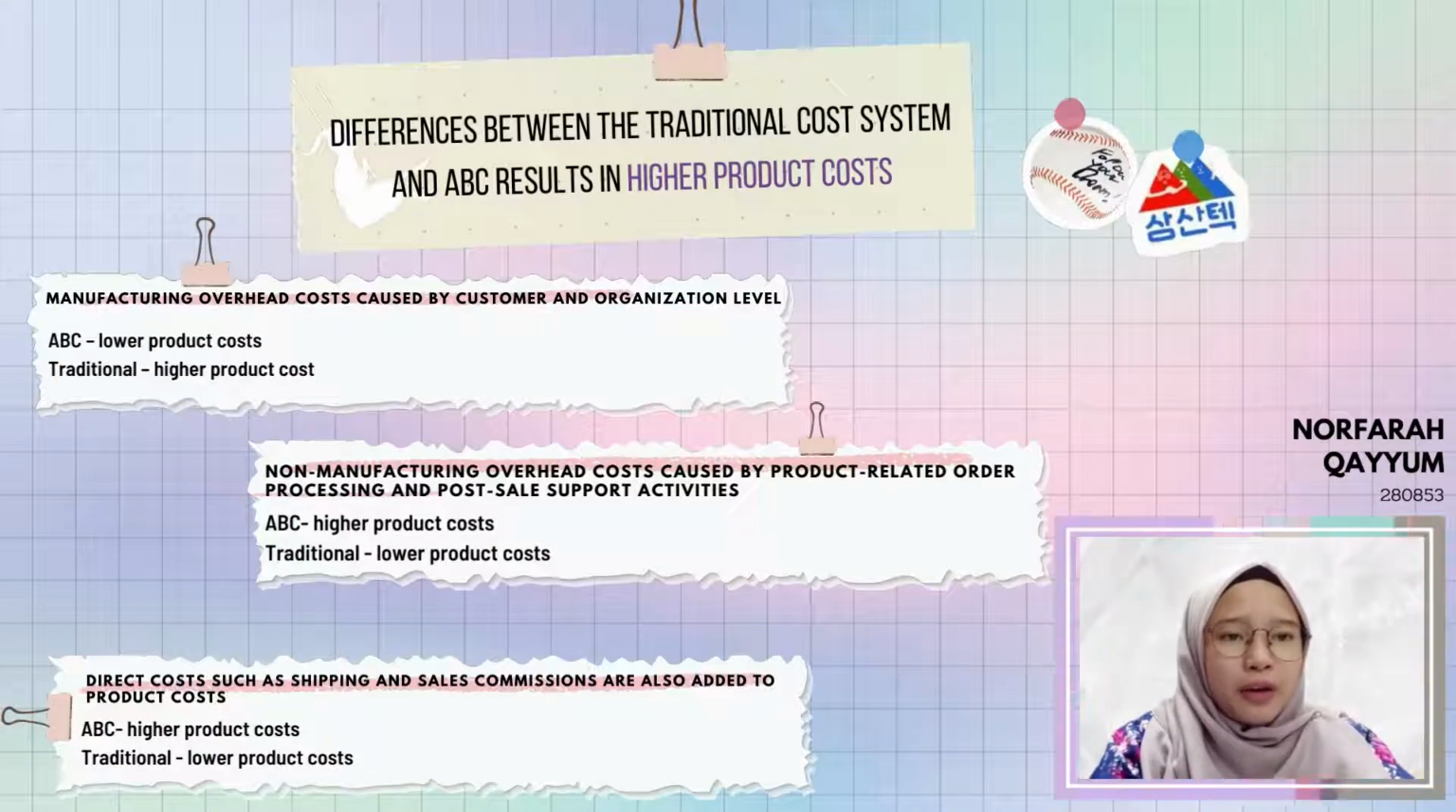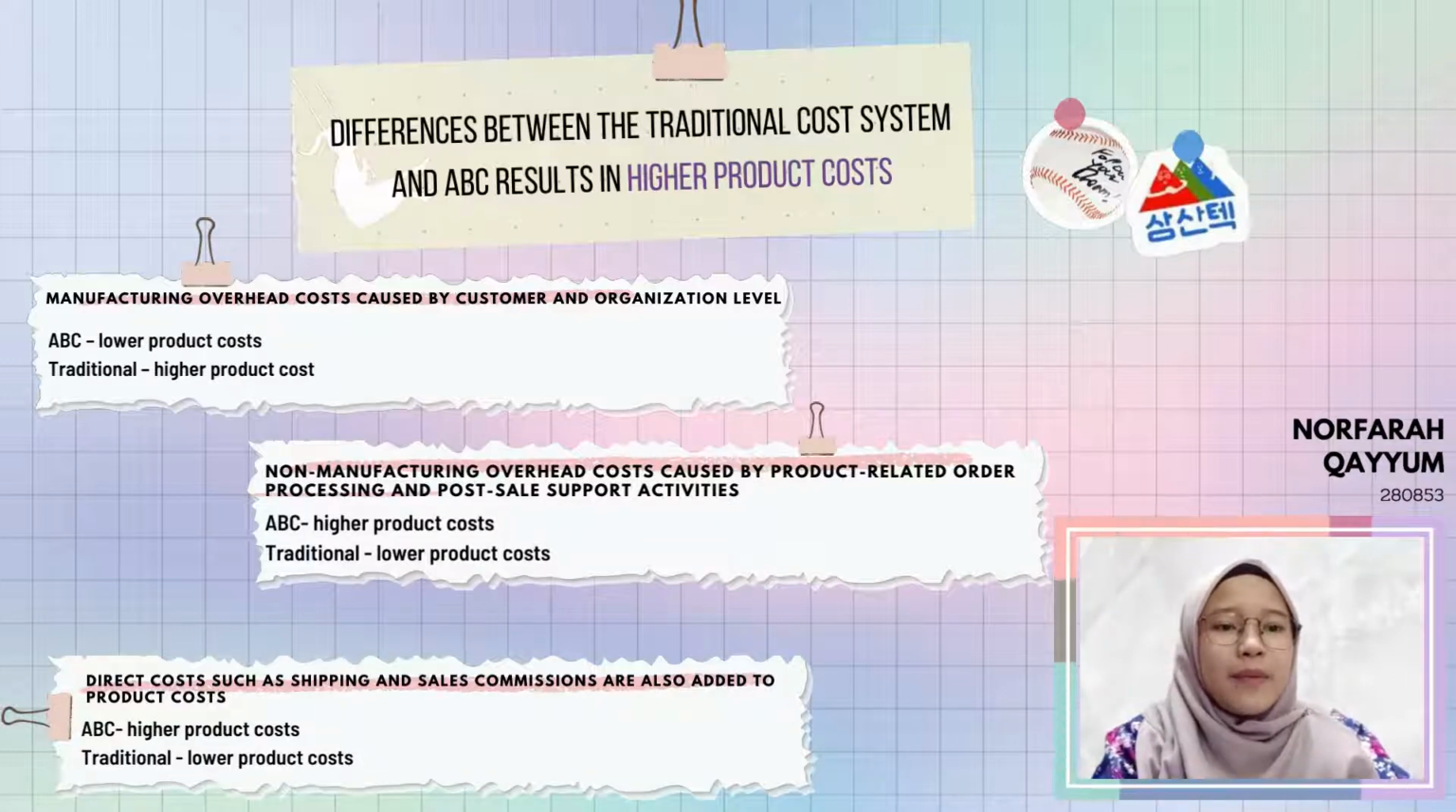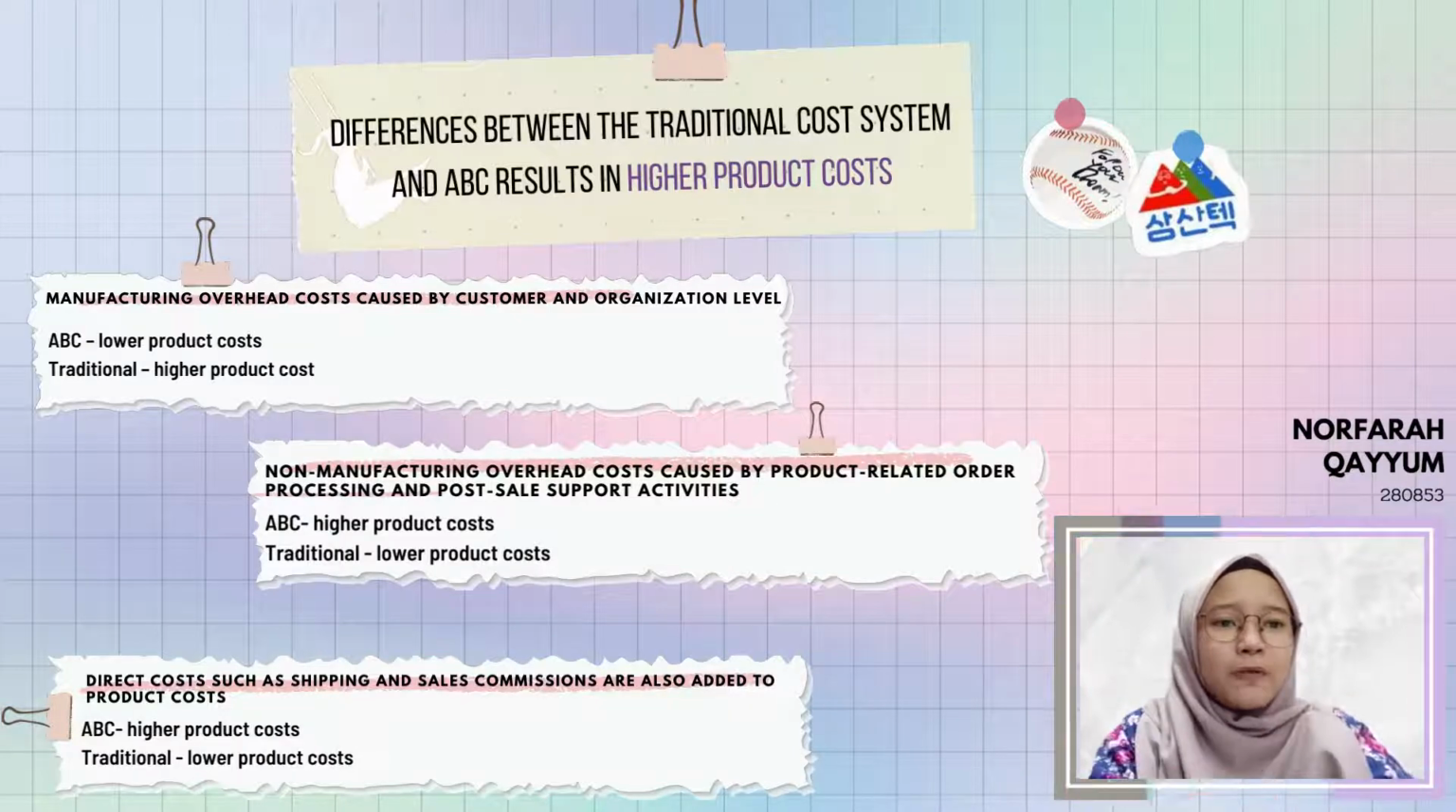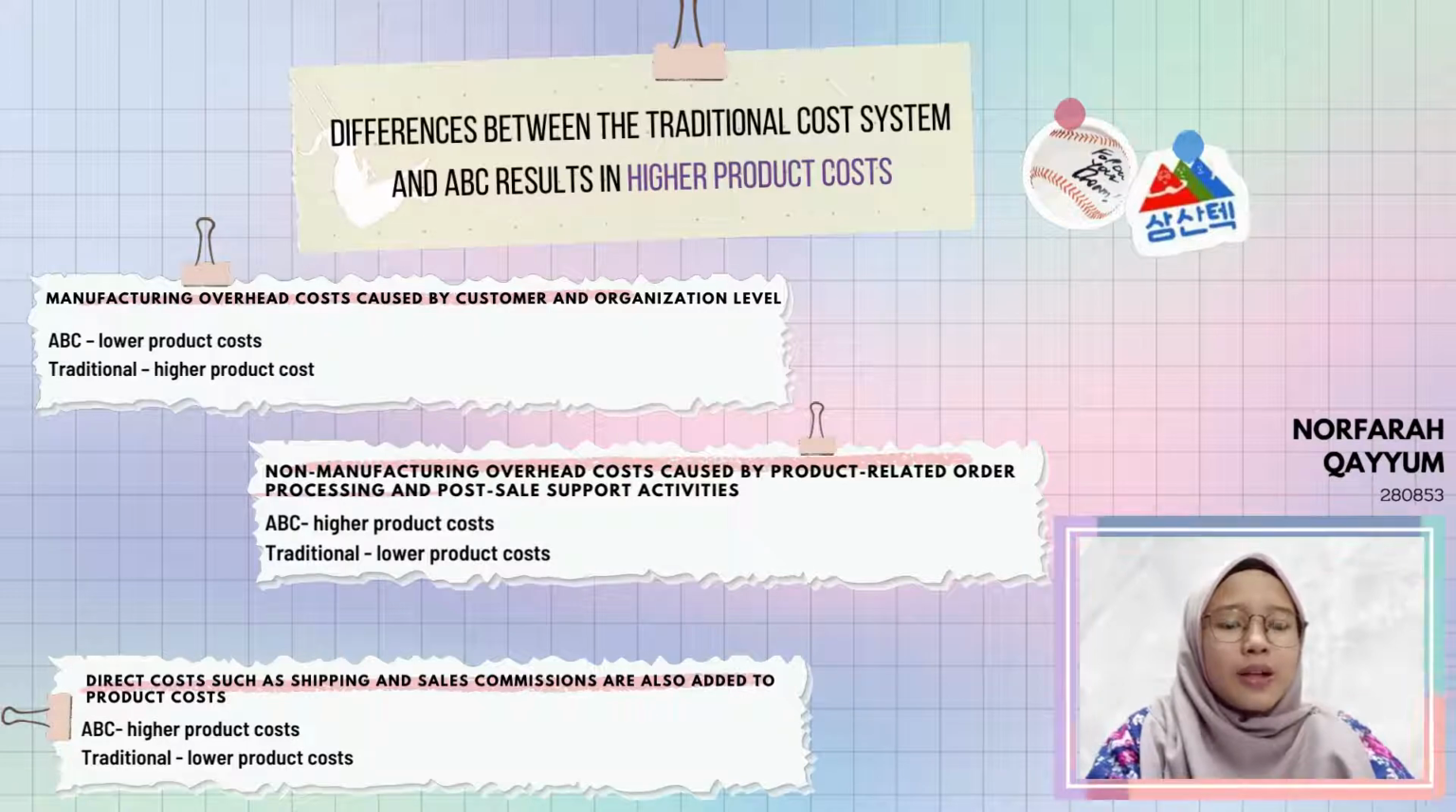First, manufacturing overhead costs caused by customer and organization level activity are excluded from product cost in ABC, resulting in lower product cost when compared to the traditional cost system. Second, non-manufacturing overhead costs caused by product-related order processing and post-sale support activities are added to product cost in ABC, resulting in higher product cost when compared to the traditional cost system. Finally, direct costs such as shipping and sales commission are also added to product cost in ABC, resulting in higher product cost when compared to the traditional cost system.